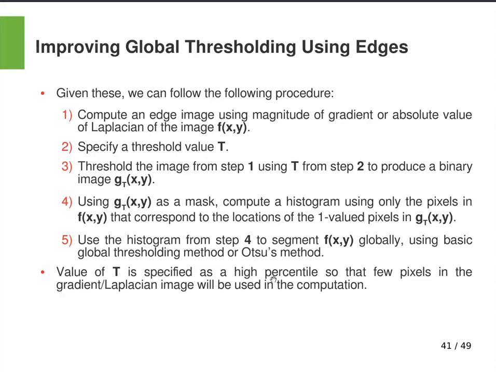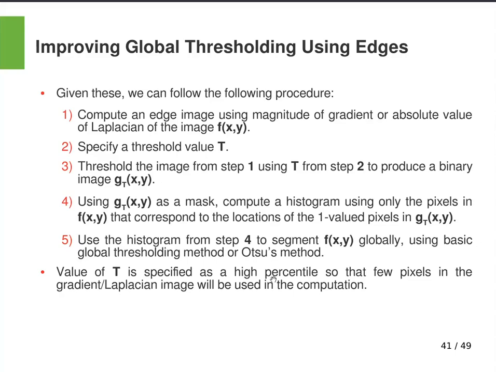Now we use the histogram from step 4 to segment the image f of x and y to basically find a global threshold. This global thresholding can be done either using basic global thresholding or Otsu's method. This threshold is calculated and is applied to the whole image.